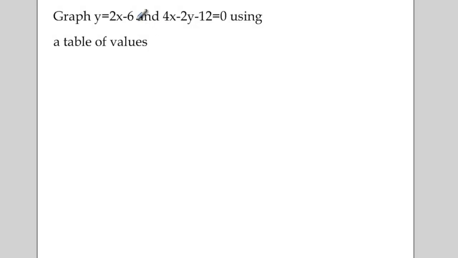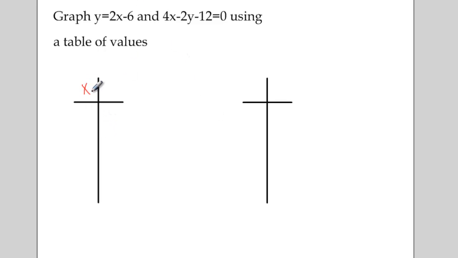Let's try this. Graph y equals 2x minus 6 and the standard form equation 4x minus 2y minus 12 equals 0 using a table of values. So we'll set up our table of values, and we'll start with our first equation, y equals 2x minus 6. We'll just keep this easy. We'll go 0, 1, 2, up to 3.